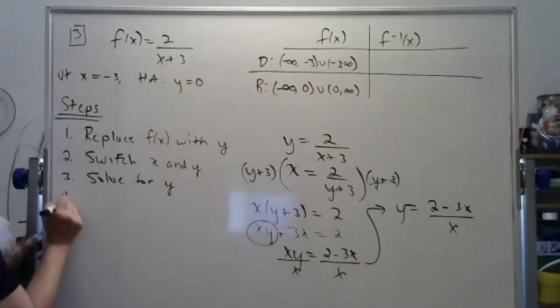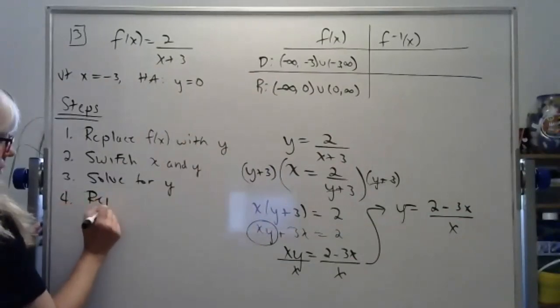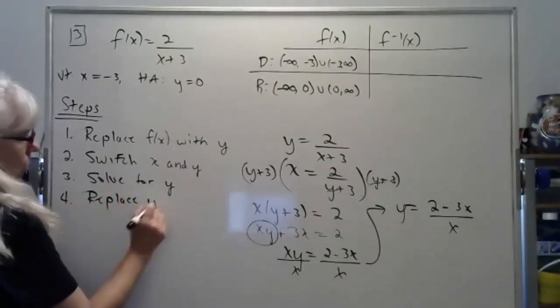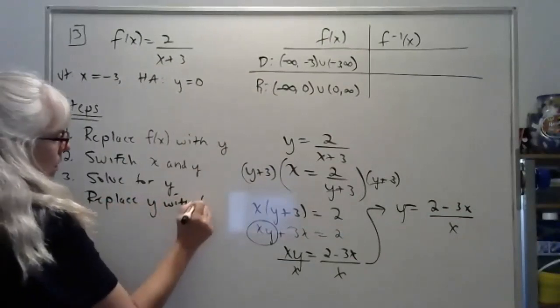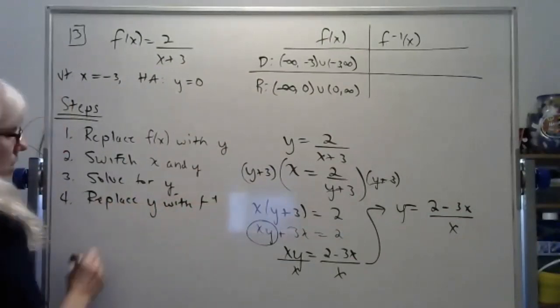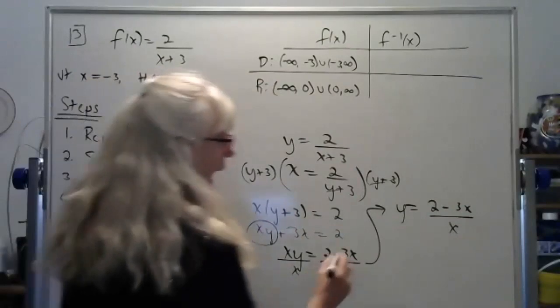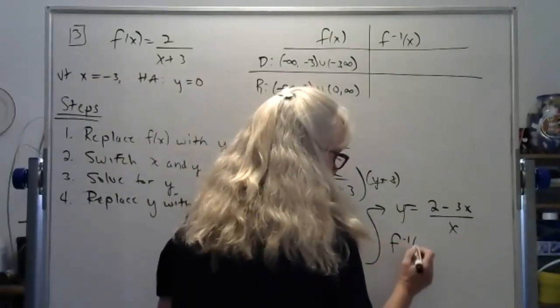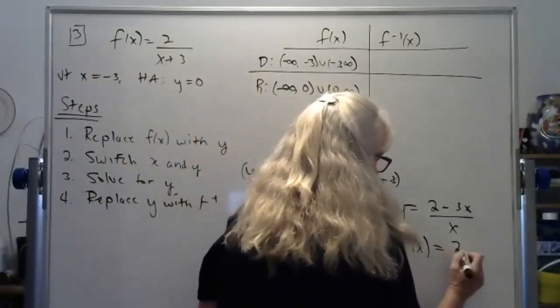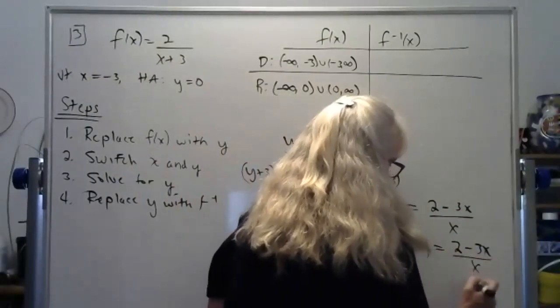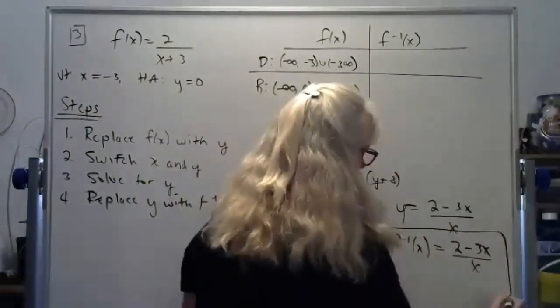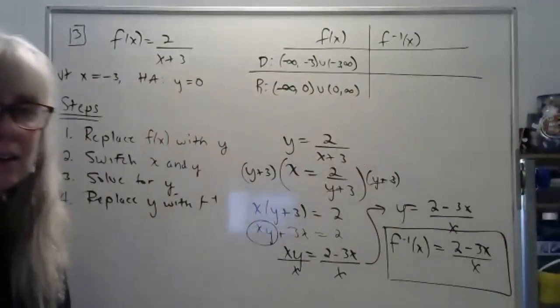So then step 4, we're going to replace y with f inverse. So now we'll write the correct notation. So our inverse function is going to be 2 minus 3x over x. And there's the inverse. So that was the algebraic method for the inverse.